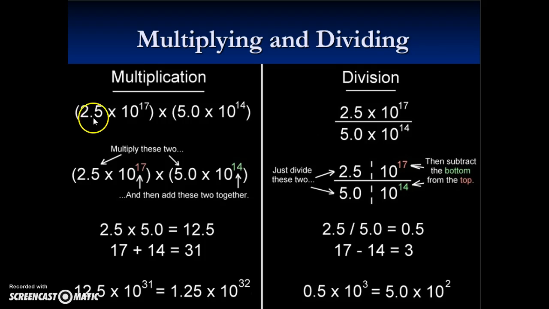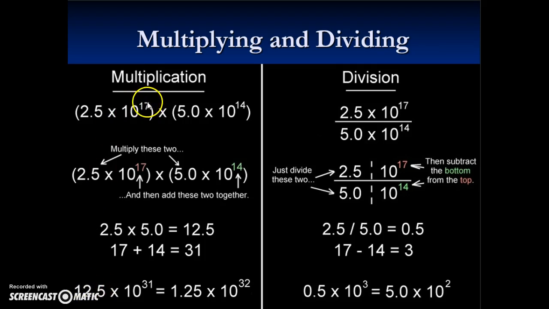So in this case, this is the coefficient of the first number and this is the coefficient of the second number, and you multiply them together as you would any other number. So it's 2.5 times 5, which winds up being 12.5. And this is going to be the coefficient of the new number. We see that winding up down here.